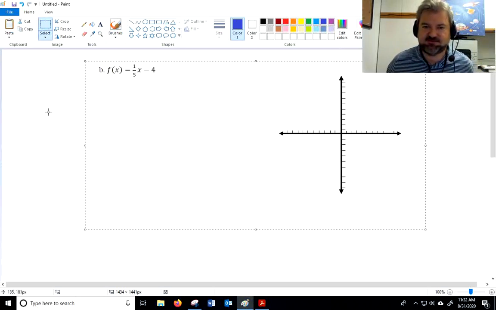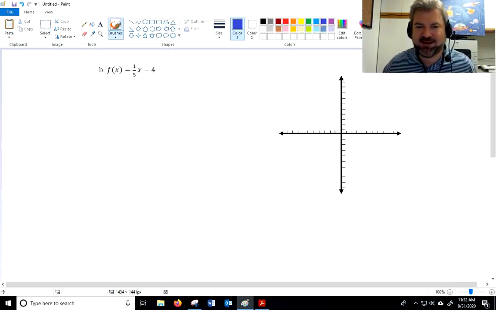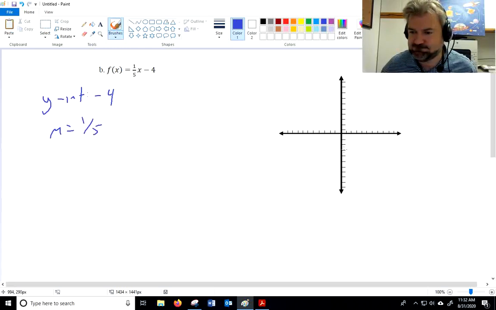Okay, let's take a look at this one. Okay, got a y-intercept at -4. Got a slope this time of 1/5. And we're going to go up 1 and over 5. So we're not going to go up very much here. We're going to be really flat. I don't think we're going to see the x-intercept anywhere on this graph.